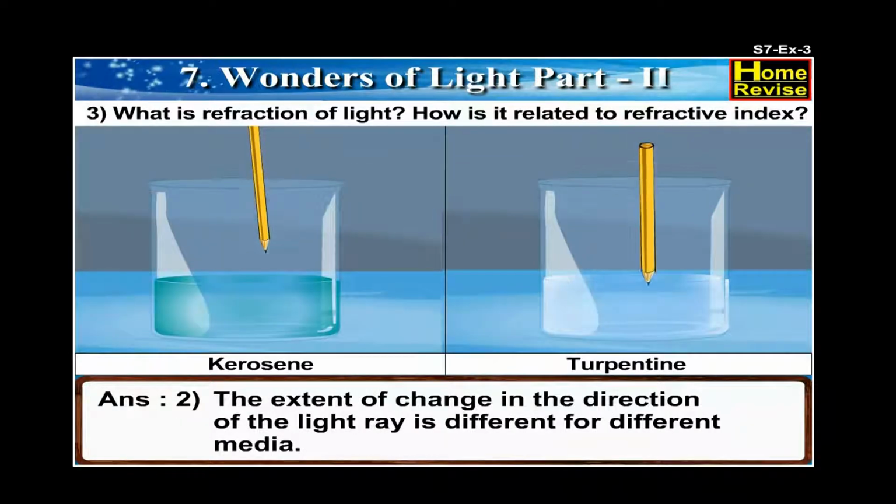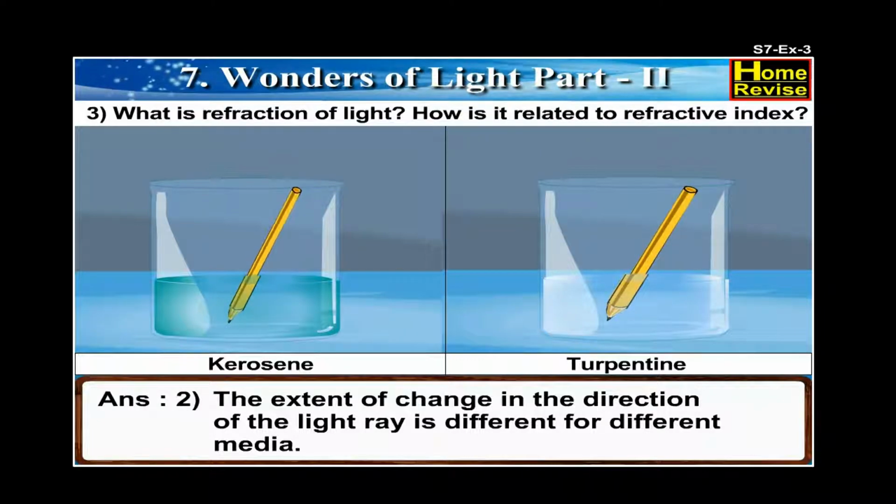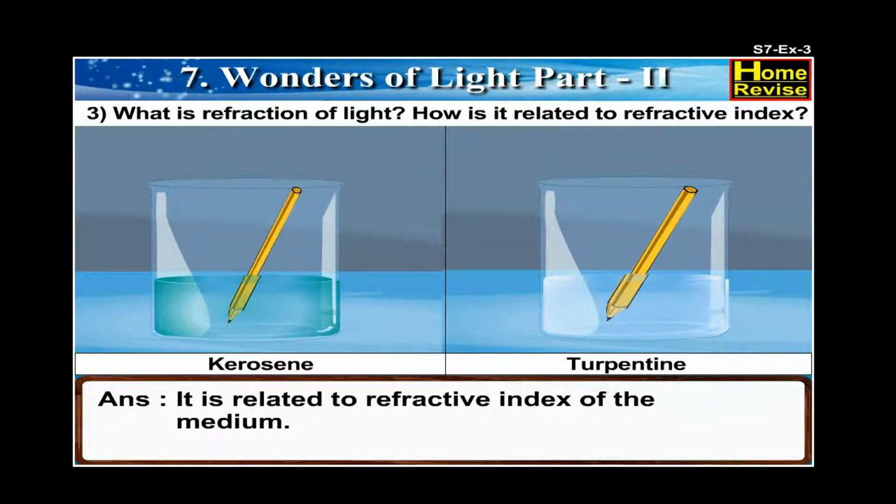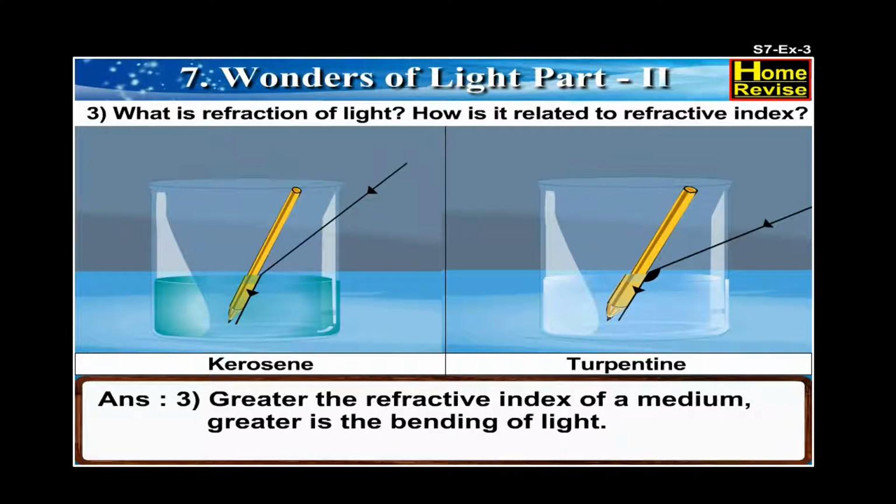2. The extent of change in the direction of the light ray is different for different media. It is related to refractive index of the medium. 3. Greater the refractive index of a medium, greater is the bending of light.